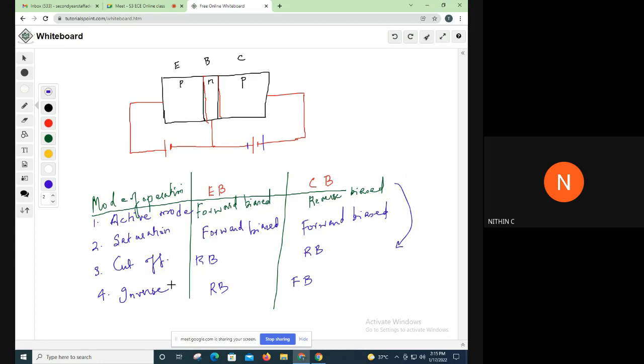Okay. So in this manner, we'll be having 4 different modes of operation as far as a BJT or bipolar junction transistor is concerned. Is that clear? So when you are asked about the modes of operation, you have 4 modes of operation. Clear? Is that clear?